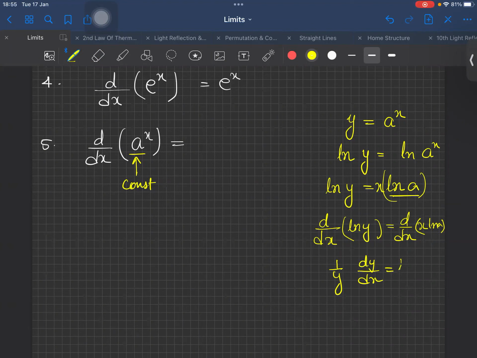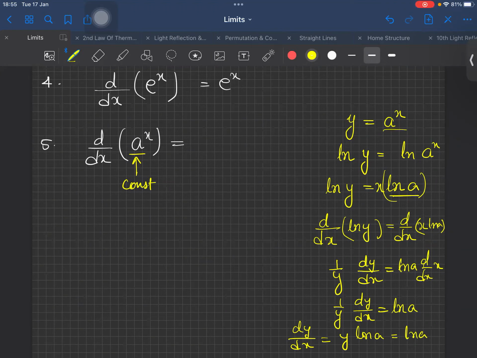Now ln a is a constant, right? d upon dx of x. So you can write 1 upon y dy upon dx, which is equal to ln a is a constant, and the derivative of x, dx upon dx, will be 1. So you can write dy upon dx is equal to y times ln a, right? Now ln a is a constant, and what is y? a to the power of x. So this is the derivative of the function.